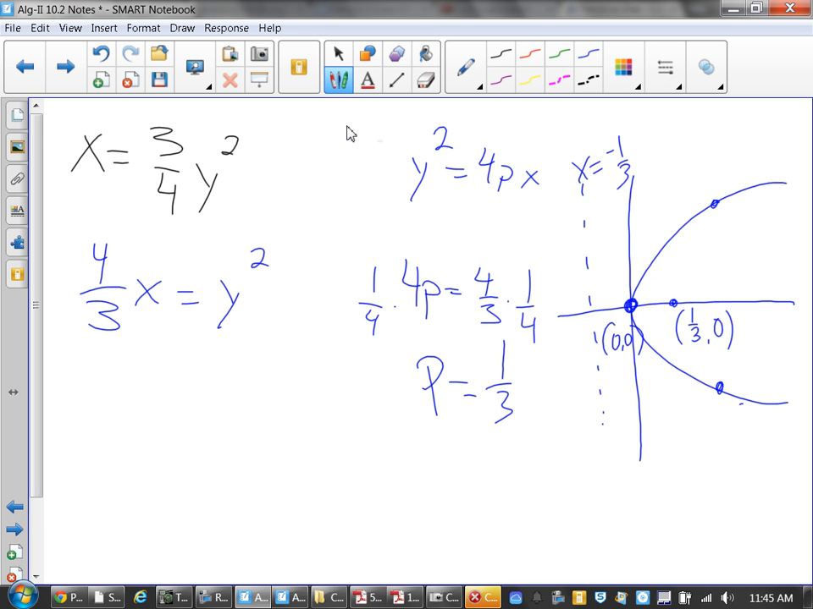On the y squared equals 4px. All I did here is I identified that I have a y squared here, so I use this y squared equation. I want to get y squared by itself. Then this coefficient is set equal to 4p. And that's how you find the p value. And that's how you do it whether it's an x squared or a y squared.